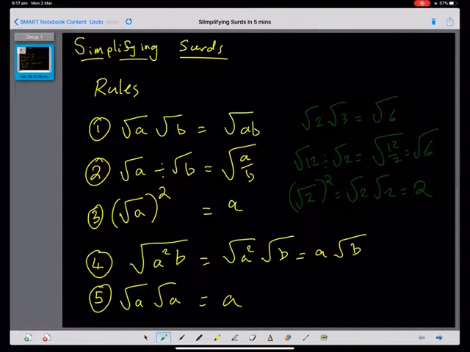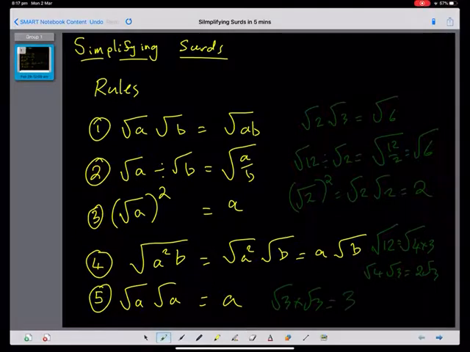Number 4 is used for simplifying surds. So say, for example, we have root 12. That can be written as 4 times 3. Well, our a squared is 4 then, so we have root 4 multiplied by root 3, so that can be written as 2 root 3. And then simply 5 is a consequence of 3, so if you have a root of 3 multiplied by root 3, that just gives 3.